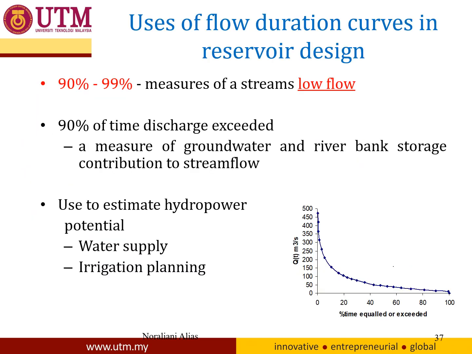So what else can we do using this flow duration curve? This is important, for example, the low flow. For example, 90% to 99%, this area, we can say this is the low flow. You see the low flow condition here. At this time, low flow is critical.